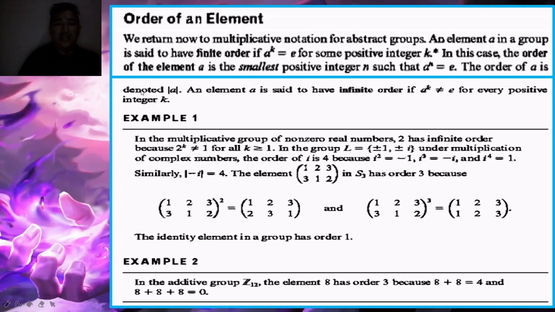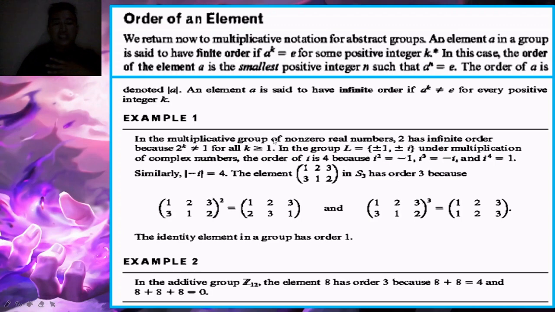So, the order of A is denoted by this one. Mura siya absolute value, no? Parang sa order of G nga gi-study sa groups. Okay, so ingani pud ang order sa iyang element. An element A is said to have infinite order if A to the K is not equal to E for every positive integer K. Okay, so wala tayo makita, class, nga A to the power of K ma-equal sa identity E for some positive integer K.